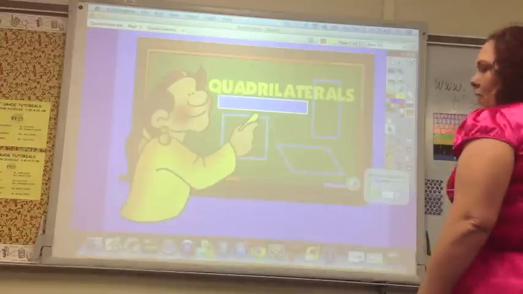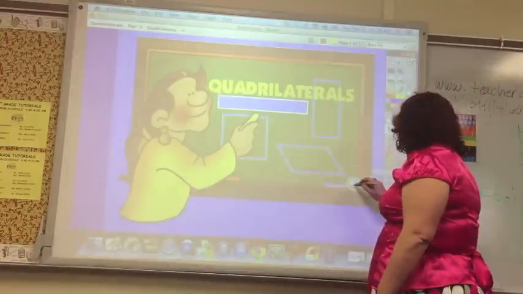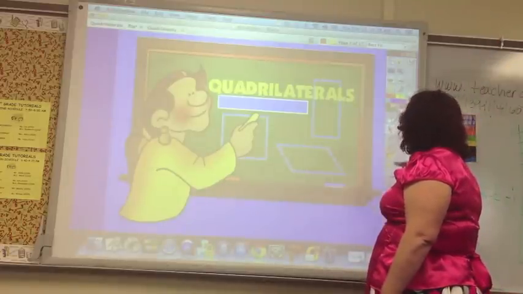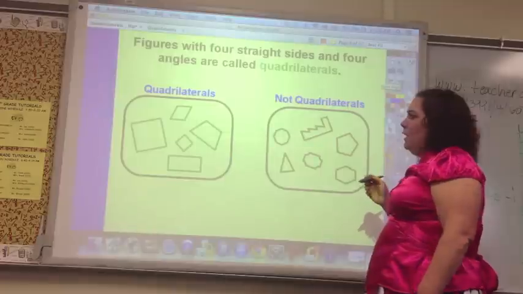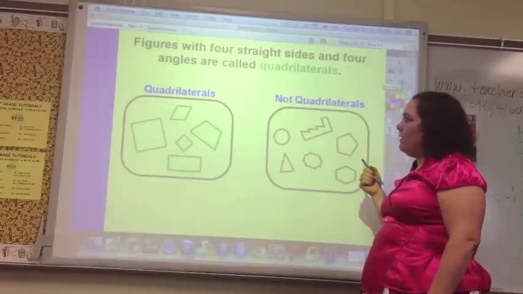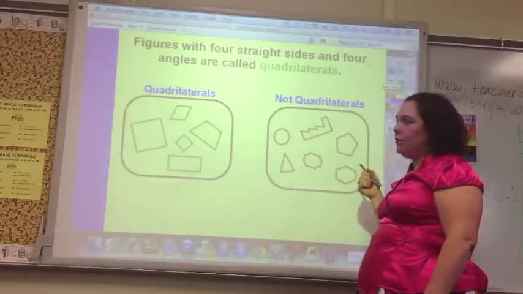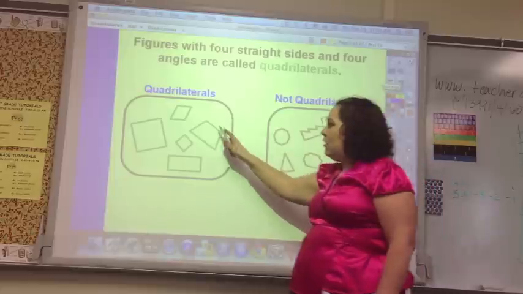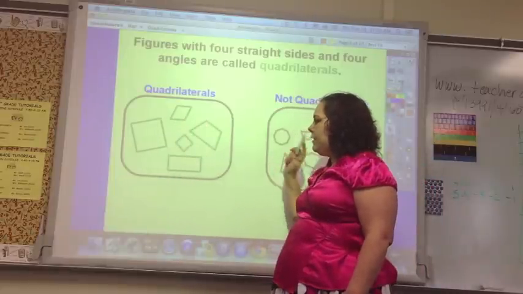Okay, so this video is on quadrilaterals. And quadrilaterals are figures with 4 straight sides and 4 angles. Those are called quadrilaterals. And these are examples of quadrilaterals.